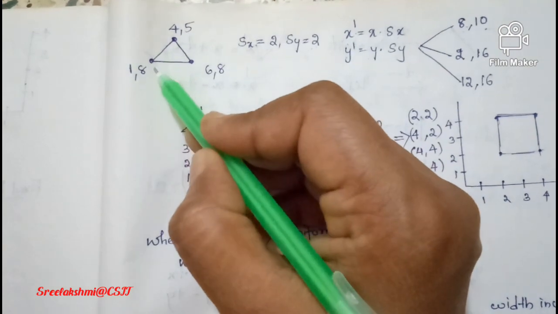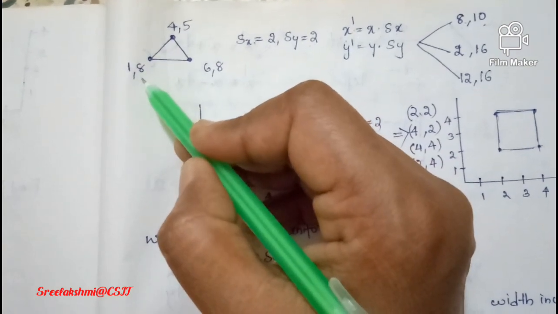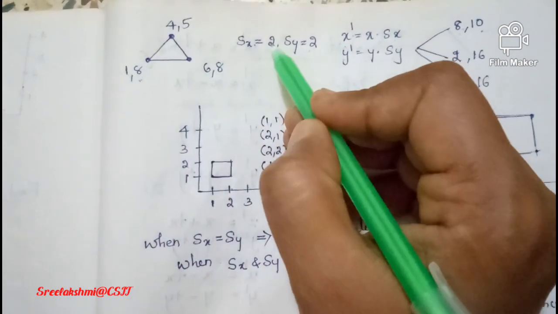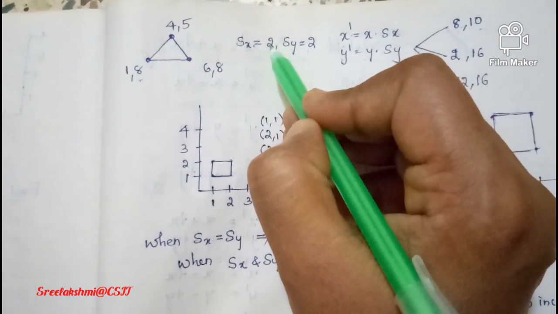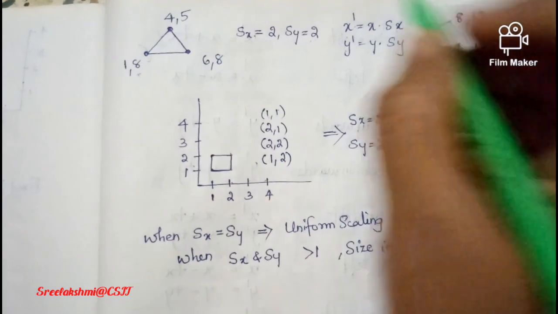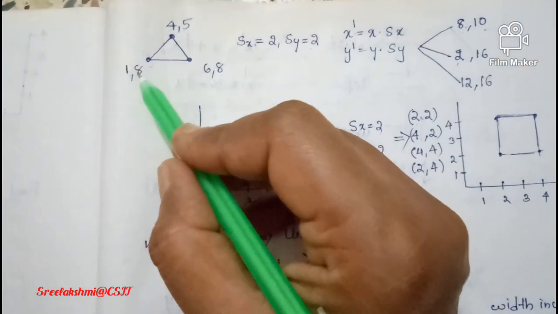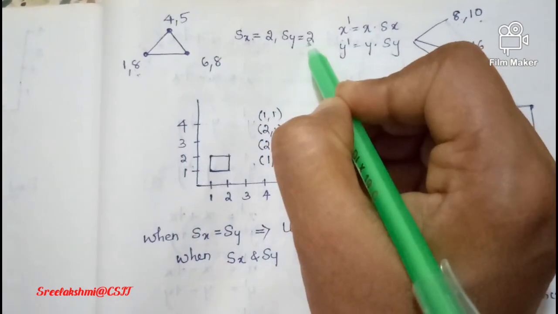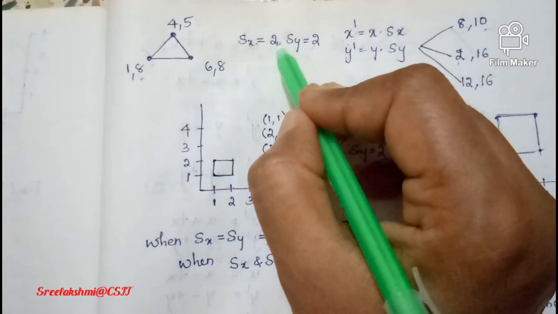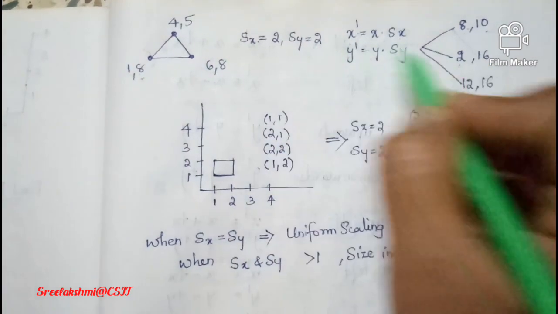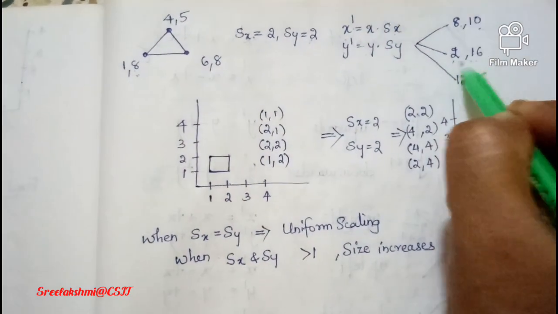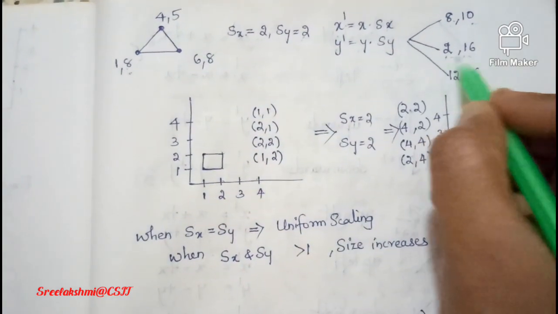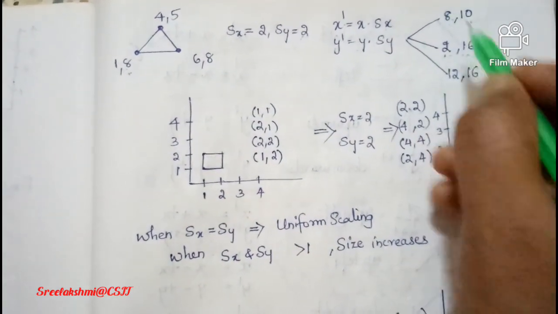Similarly, I am going to scale the point 1, 8. Now the value of x is 1 and y is 8. X into Sx, 1 into 2 you get 2. Y is 8 and y should be multiplied by Sy, so 8 into 2 you get 16. So the next point is 2, 16. Initially the point was at 1, 8. After scaling it will move to 2, 16.